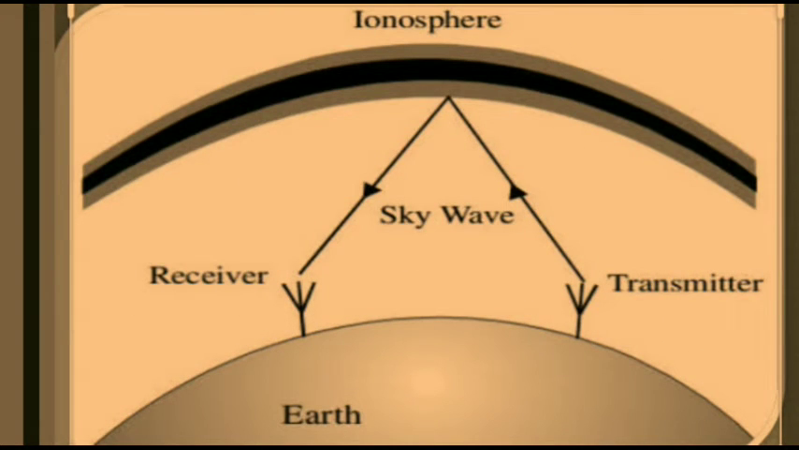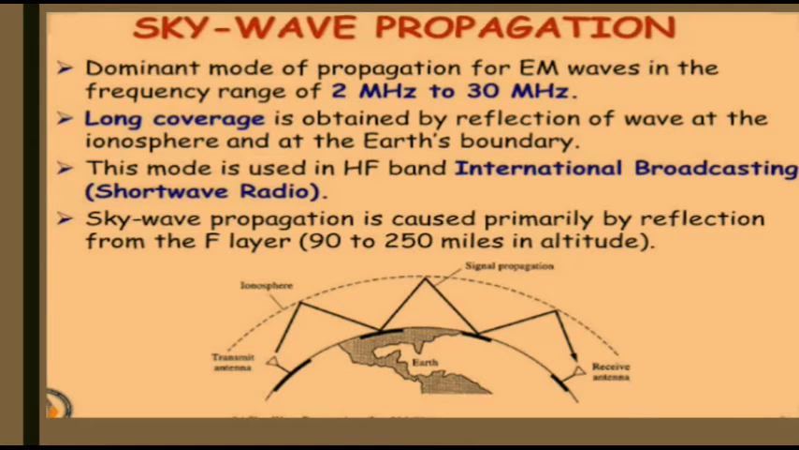Next propagation is skywave propagation. Which wave propagation? Skywave propagation, right? So see this earth, on the earth surface there is a receiver, and the other one is a transmitter. When the transmitter transmits the signals to the space, these waves hit the ionosphere medium and are reflected by this ionosphere medium, and finally reach the receiver. So this skywave propagation covers a wide range. Which range? Wide range.